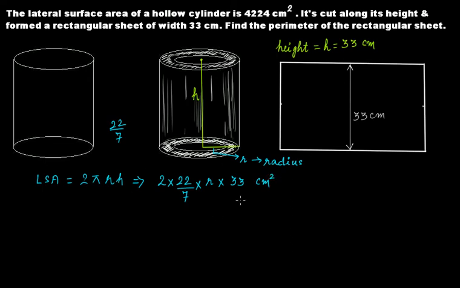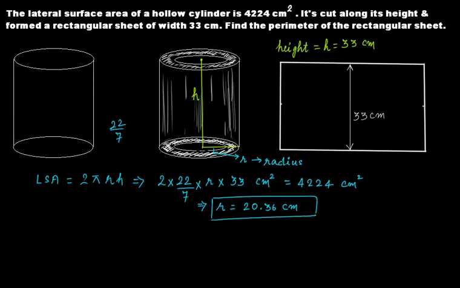Why centimeter squared? Because it is area, and this is equal to 4224 centimeter squared. From here, when you calculate r, you get 20.36 centimeters. This is your radius of the outer circular surface. You have to pay attention that when you calculate the lateral surface area of this hollow cylinder, you're actually taking the outer radius, not the inner radius.